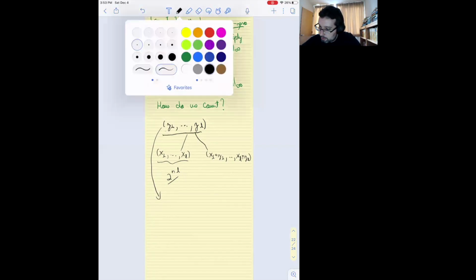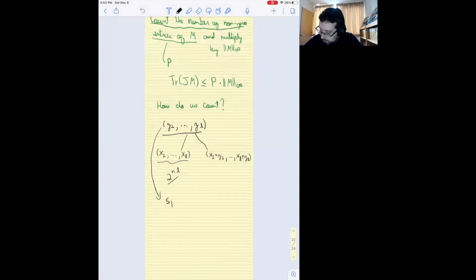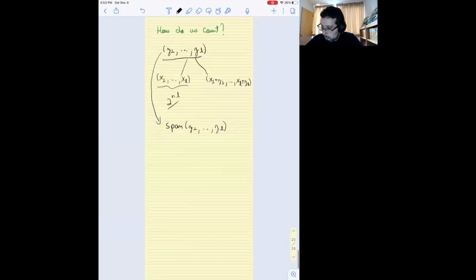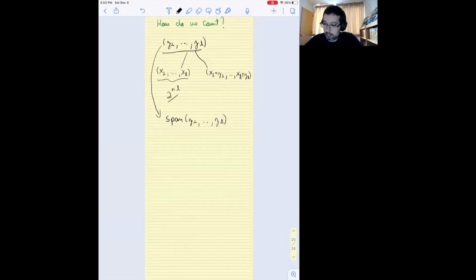The observation is that you can look at the span of Z1 all the way to ZL. And we know that the best code that still satisfies the minimum distance has dimension K0. So if the dimension of this space happens to be larger than K0, we know that the entry is going to be 0.